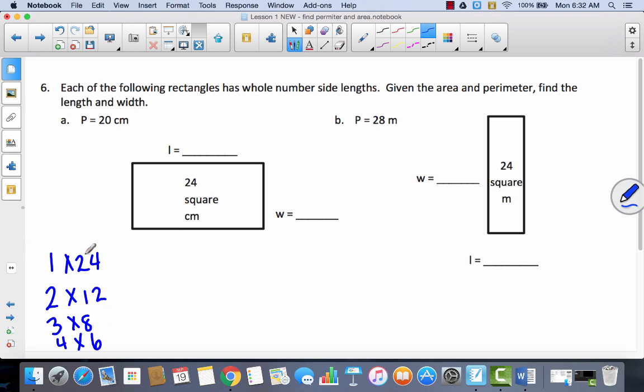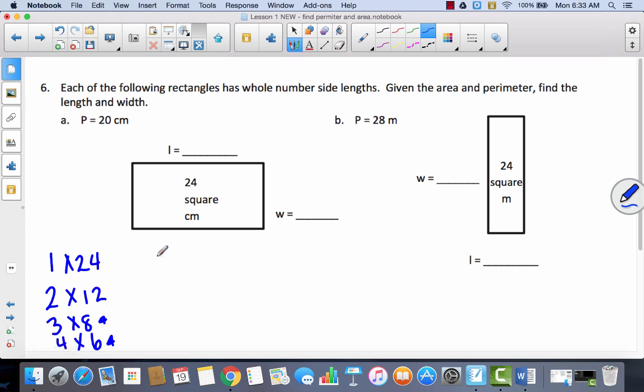Well, you could add the sides together. So if my perimeter is 20, right off the bat, I know that this cannot be the length and width of this rectangle. Because if one side's 24, there's no way when I add the length and the width and the length and the width, I'm going to get 20. Because this is already more than 20. I could try 2 and 12, but again, I already know 12 plus 12 is equal to 24. So this can't be the perimeter either. So I've kind of narrowed it down to these two. Okay, my length could be 3 and 8, or it could be 4 and 6.